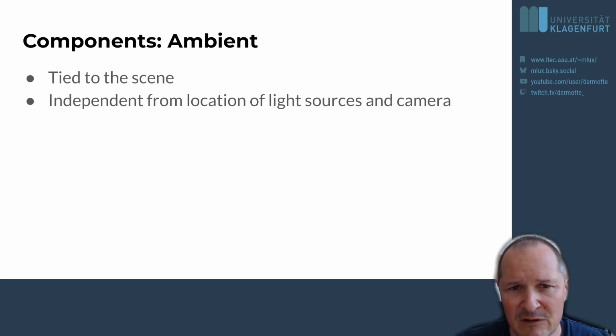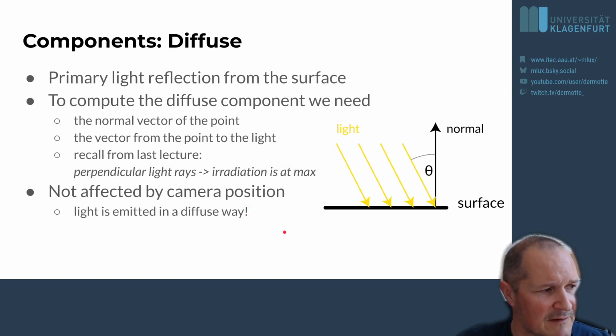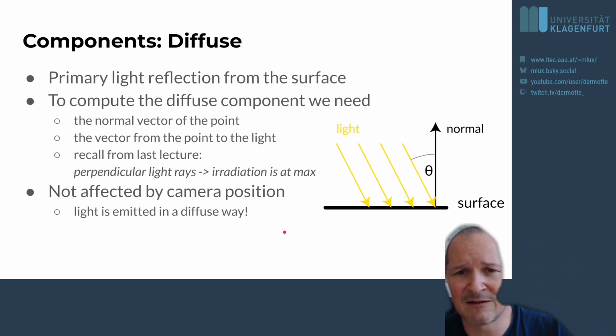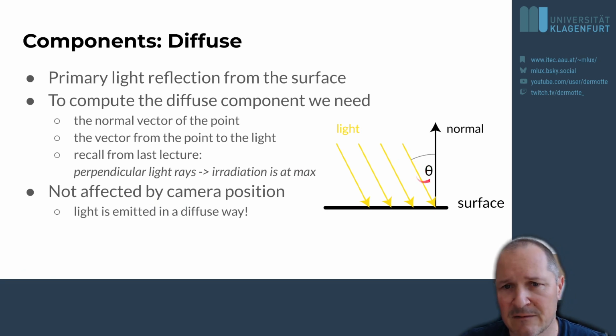It's independent from the location of the light source and the camera, which the others are, of course, not, because the diffuse component is very much reliant on the angle towards the light. So depending on the position of the light, the color of the pixel is shaded differently. Of course, for perpendicular light rays, irradiation is at max. We have this angle in here, and the smaller this angle, the higher the light.